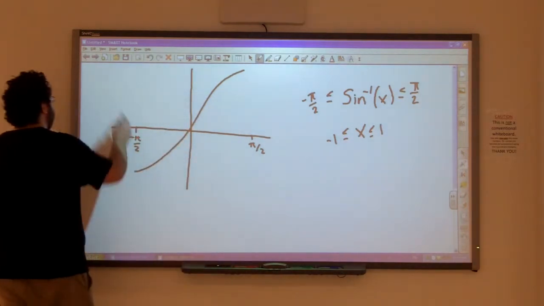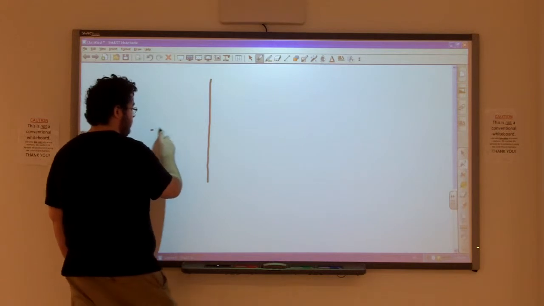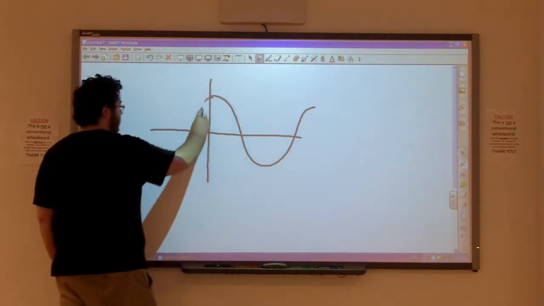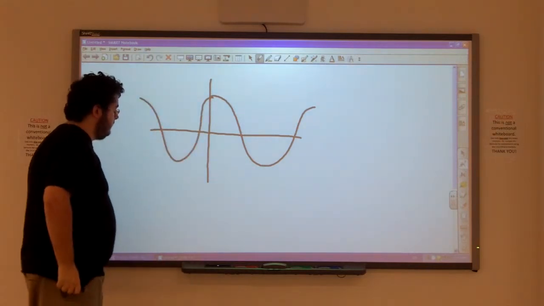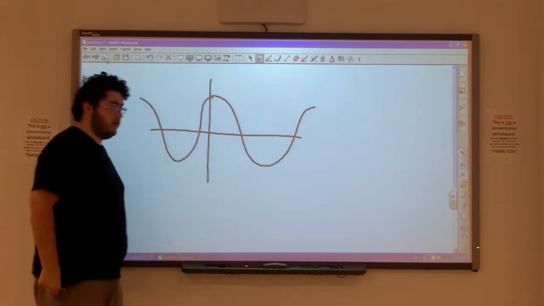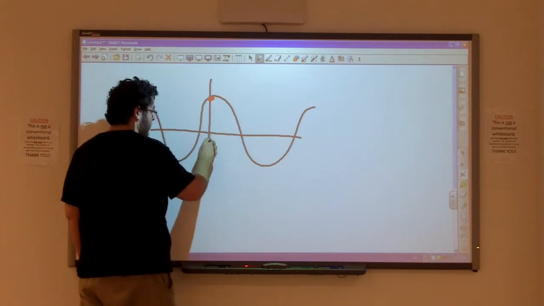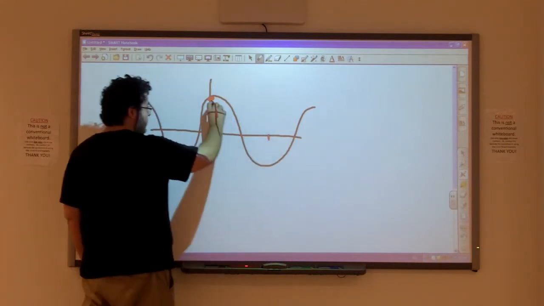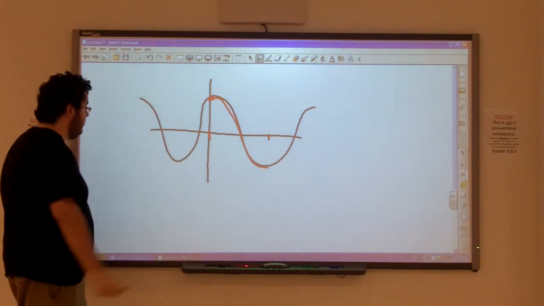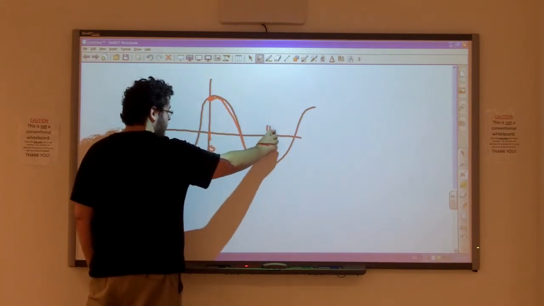Okay, so let's look at cosine. Cosine looks like that. Okay, so again, we want to cut this off such that it is a one-to-one function. So the way we do that, you start here, the origin, and go to here, because this takes on every value cosine can take on, and it's one-to-one. So we're going to look at the values from 0 to pi.